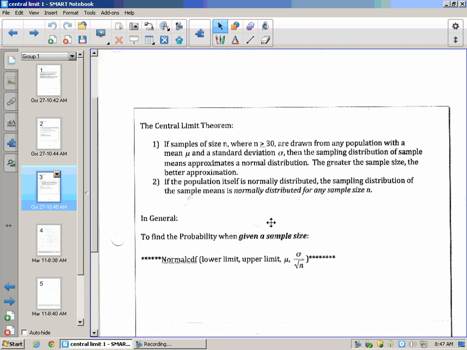To find the probability when given a sample size, we're going to use normal CDF: lower limit, comma, upper limit, comma, the mean, comma, the standard error of the mean, which is the standard deviation over the square root of n.